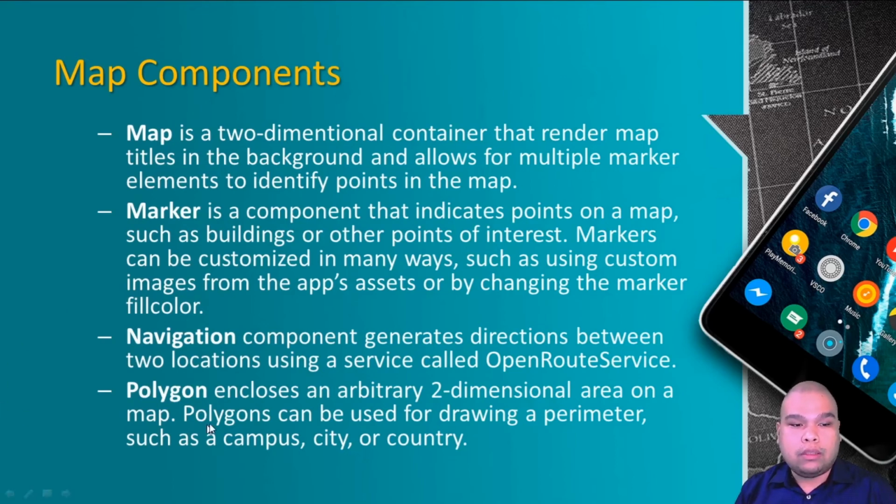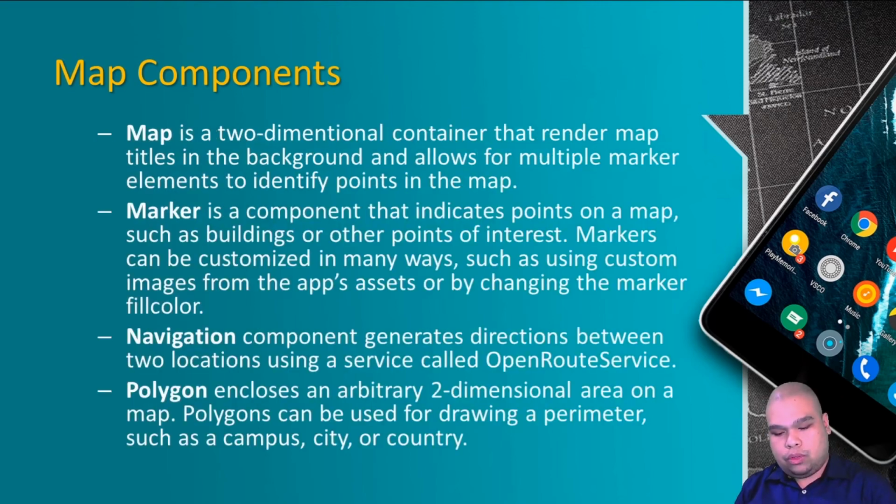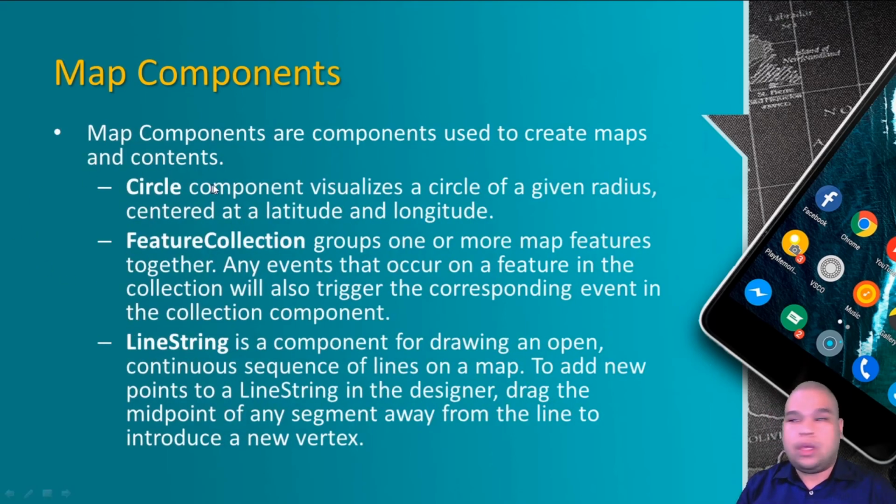We also have polygon. It encloses an arbitrary two-dimensional area on a map. Polygons can be used for drawing a perimeter, such as a campus, city, or country. The last component that we have under maps is the rectangle. Rectangle components are polygons with fixed latitude and longitude for the north, south, east, and west boundaries. Now, we'll be proceeding with map components.